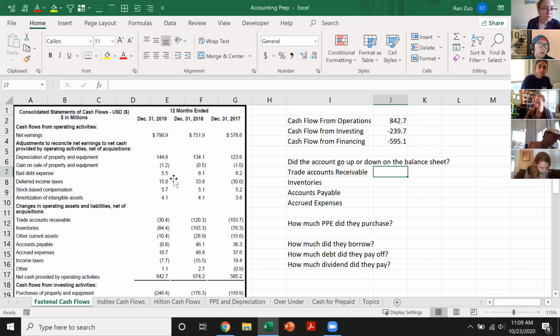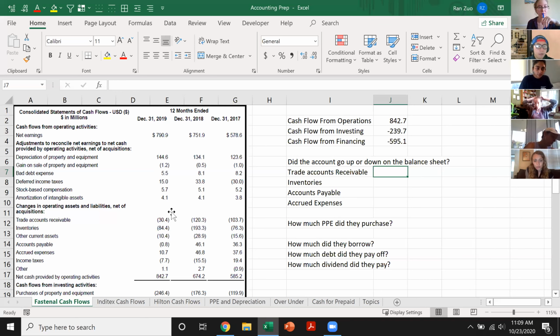You're adding back depreciation, bad debt expense. Why do we do that? Because they're non-cash expenses that have impacted your income statement. Exactly. The depreciation is not a cash expense, so you add it back. The net earnings number incorporates all these non-cash expenses like depreciation. You don't spend any money for depreciation, so you add it back to reflect what really happened with cash in operating.